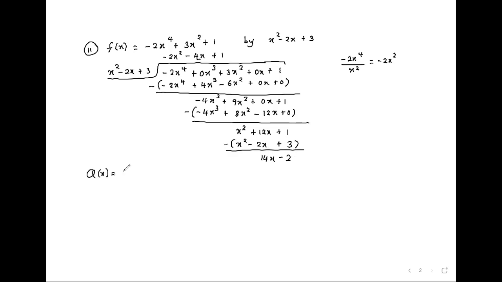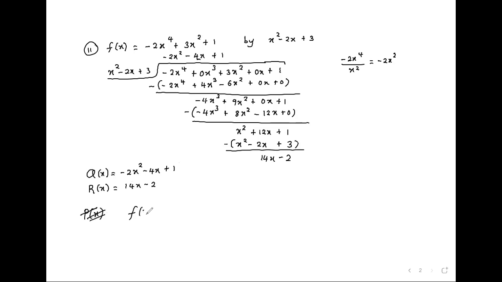Our quotient is negative 2x² minus 4x plus 1. Our remainder is 14x minus 2. You see that? Our remainder is 14x minus 2. So, we now write it in that form. I like writing it as p(x). Okay, it's f.